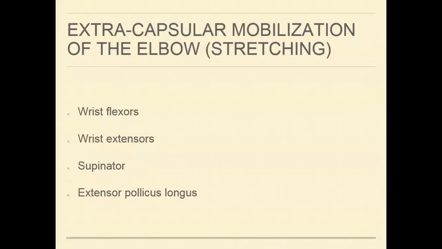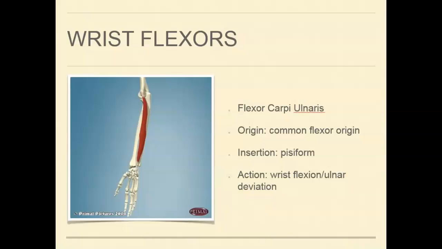The muscles that we tend to focus on are the wrist flexors and extensors, but you can also stretch supinator and extensor pollicis longus, among others. Just a quick review of the anatomy of these muscles. Again, remember that the detail that you learned in anatomy class is important for some things, but for stretching you need to focus on the general origin and insertion of the muscles. With flexor carpi ulnaris, this is the common flexor origin to the pisiform. The muscle creates wrist flexion and ulnar deviation.